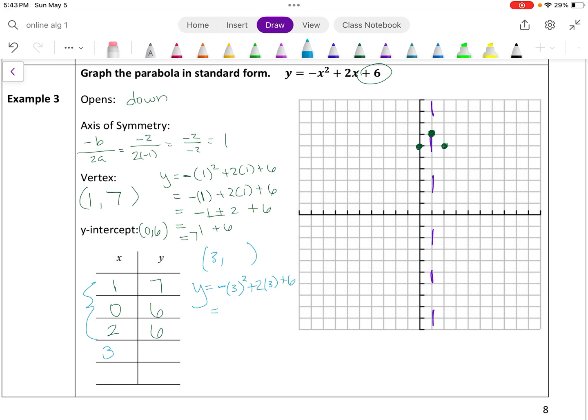All right, so we substitute 3 in. Well, we have to do the 3 squared, which is 9. Okay, then we multiply. A negative times 9 is -9. 2 times 3 is 6. -9 plus 6 is -3. -3 plus 6 is +3. The point (3, 3). And then again, we mirror that, and we find the point (-1, 3). And look at that. There is our parabola.